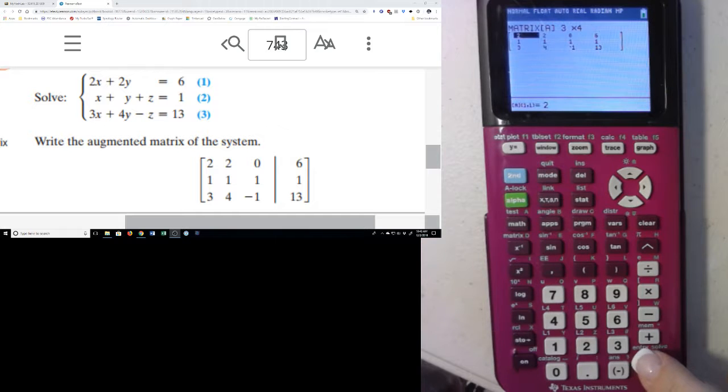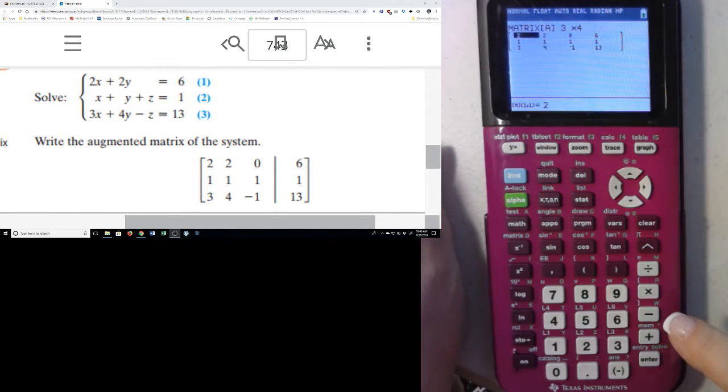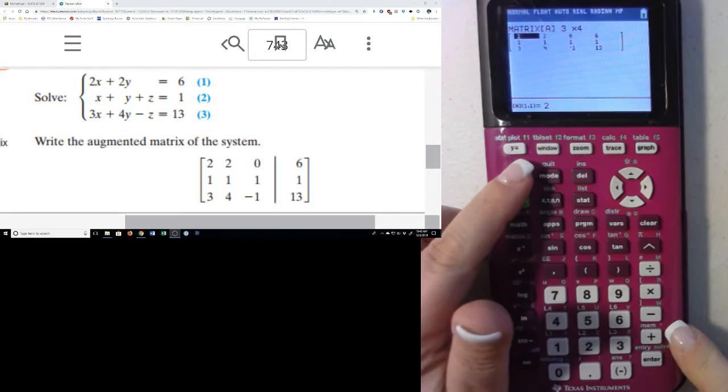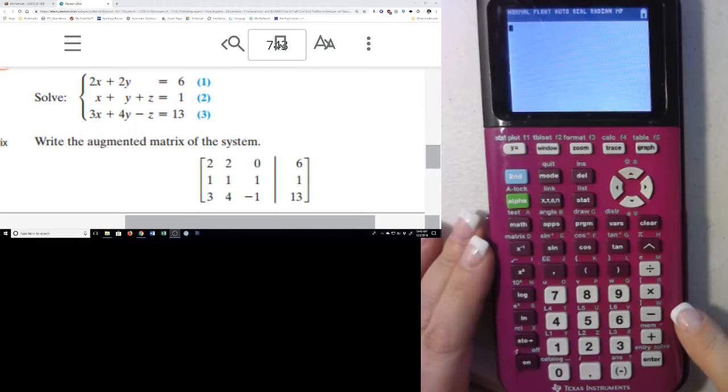All right, here's where you want to stop. Take that extra 30 seconds and just double check and make sure your matrix is correct, because one little mistake in here can lead to all sorts of problems and the wrong answer. So I'm checking mine and it looks good. So we're going to exit the matrix editor back to the home screen.